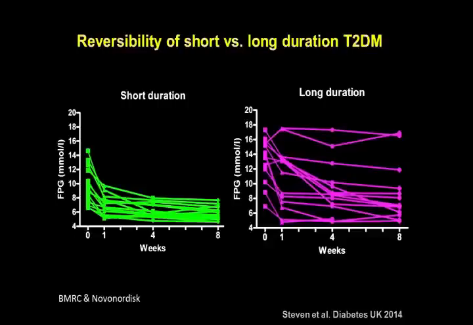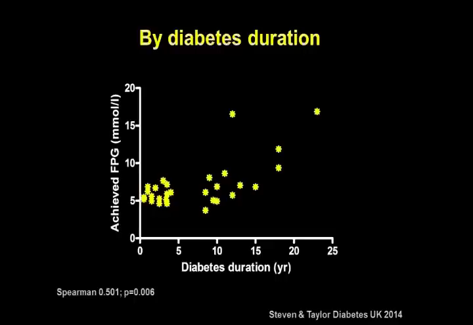In long duration, the picture was much more mixed. Now, it looks like an awful mess, but let me just suggest to you that there are 3 major patterns of response. Some individuals behaved as though they still had short duration diabetes. Some individuals didn't respond at all, and some responded relatively slowly. So in longer duration diabetes, it's a mixed picture, and we need to understand more about this.